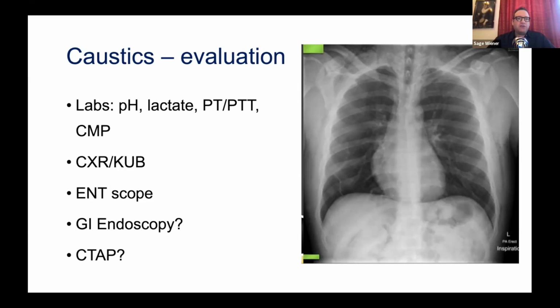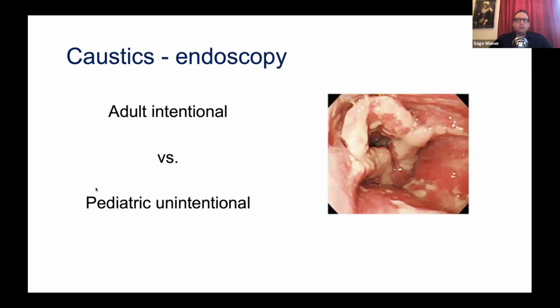Now, if there's any concern for perforation, CT can be valuable, and this is something that, as I said, the clinical exam can be misleading. So if you see a lot of air under the diaphragm on your upright chest, then that's a no-brainer. But if you have a patient with a really severe caustic injury, you should have a high suspicion for a perforation, and potentially would think about getting a CT, even if you didn't see that air on the X-ray.